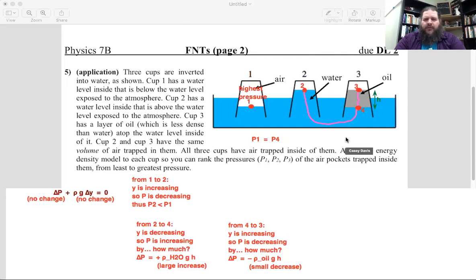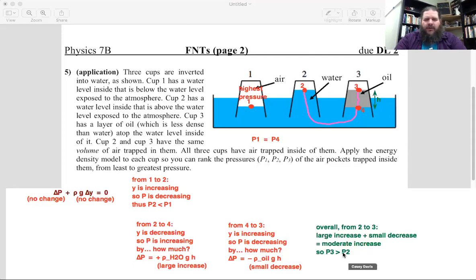So going from 2 to 4 to 3, you get a large increase and then a small decrease because of the difference in density. So if you got a large increase plus a small decrease, what is that overall? An increase. Yeah. And maybe a more moderate increase. So overall, as you go from 2 to 3, you are increasing pressure overall. So pressure 3 is higher pressure than pressure 1. Or sorry, pressure 2.